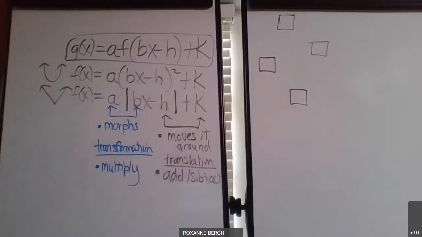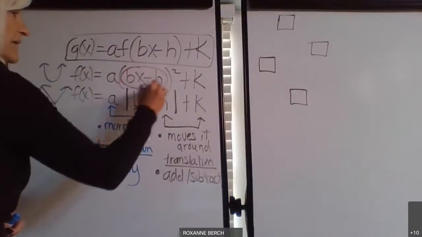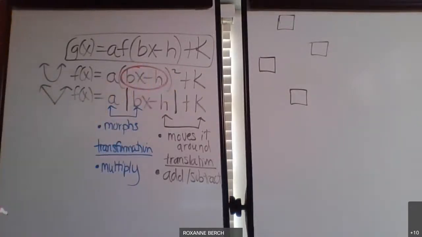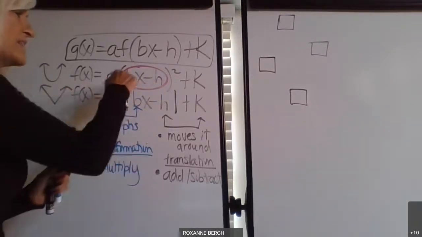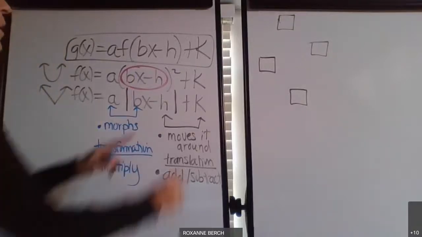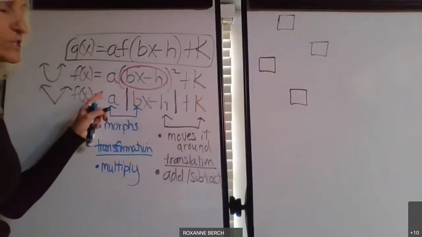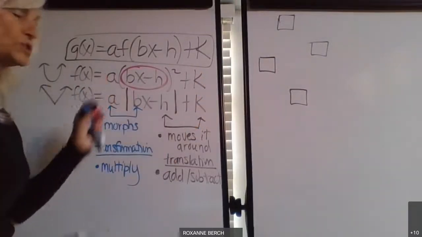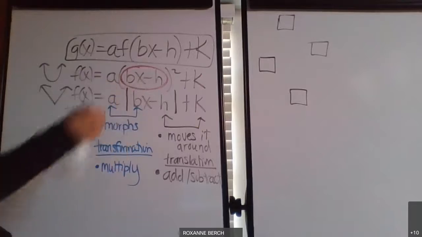Now, the other thing that I was trying to get across to you is that when I taught this, when something is inside, it's horizontal. So this H is left and right, and this B is a horizontal stretch or compression. When it's outside, it's vertical. So it's either moving the graph up and down by adding or subtracting, or it's a vertical stretch or compression. All right, so let me get into that.